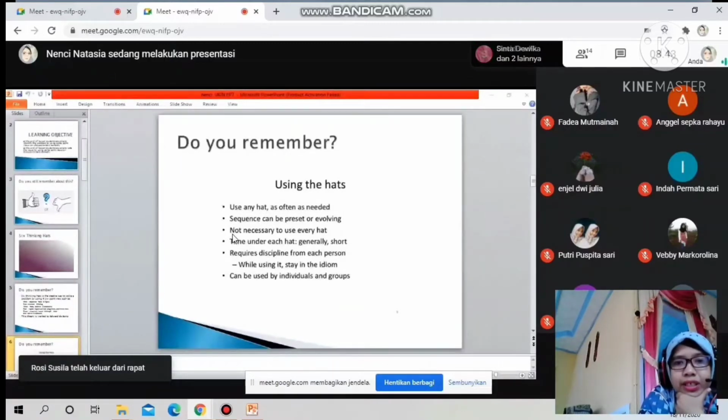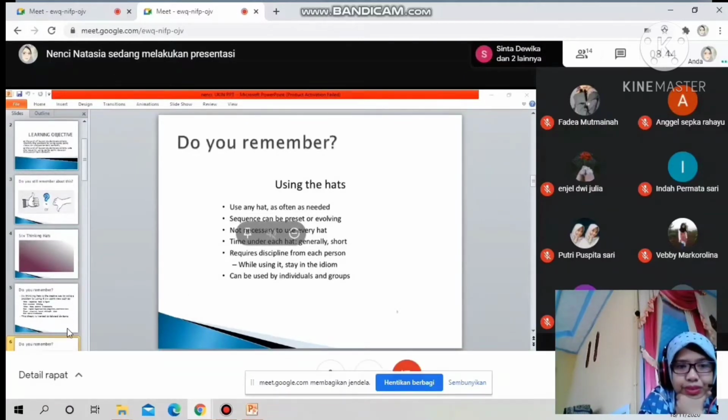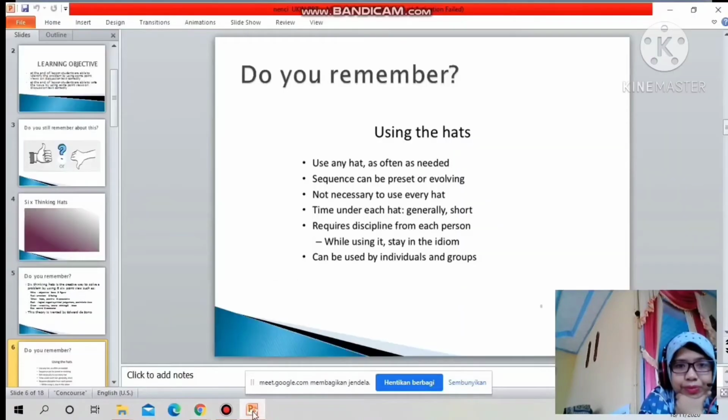Next, not necessary to use every hat. So you may use some of the hats, not necessary to use all of them. Next, time under each hat is generally short. Next, require discipline from each person. While using it, stay in the idiom. Next, can be used by individual or group. Okay, go on.